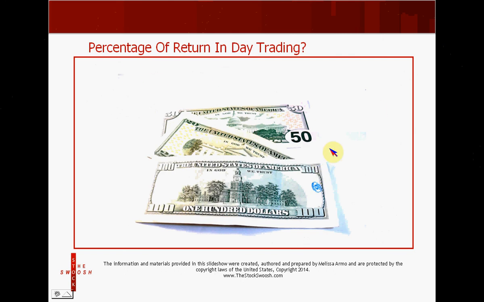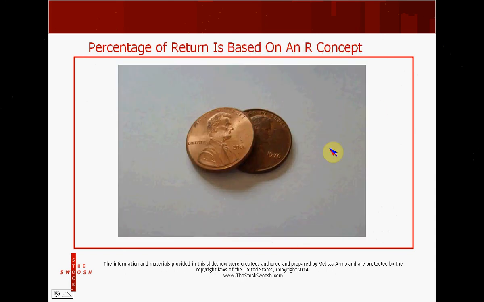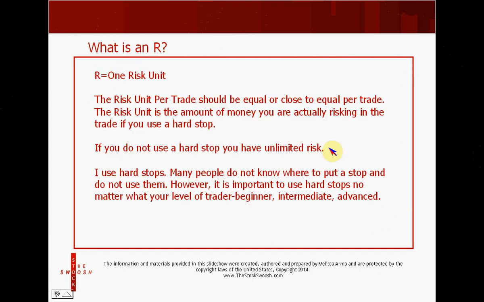So let's talk about percentage of return in day trading, because people always ask this. It's based on an R concept, whether it's $100, $200, $300, $700, whatever it is. What does an R mean? It's one risk unit. The risk unit per trade should be equal or close to equal per trade. The risk unit is the amount of money you're actually risking in the trade if you use a hard stop. If you do not use a hard stop, you have unlimited risk. I use hard stops. Many people do not know where to put a stop and do not use them. However, it's important to use hard stops no matter what your level, beginner, intermediate, or advanced.